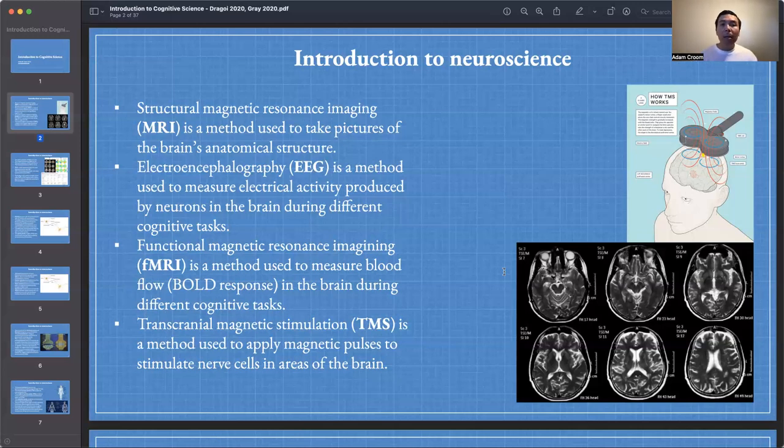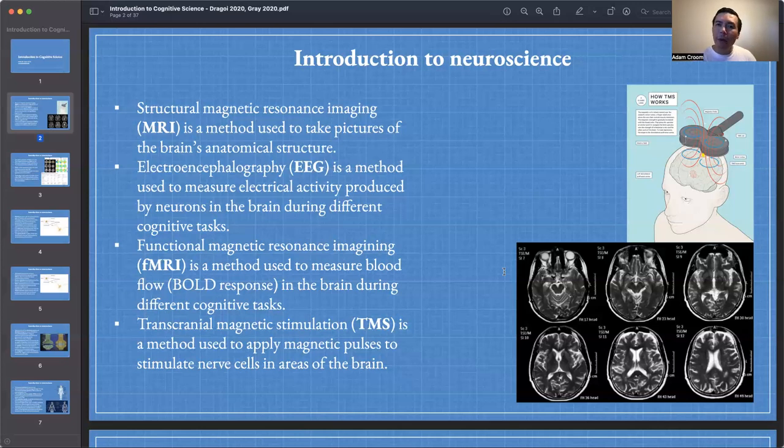Okay. This is importantly distinct from fMRI, or functional magnetic resonance imaging, in that fMRI is not going to look at the brain as it is statically, structurally, but it's going to look at the brain as it's engaged in a cognitive task, right? As it's functioning in a cognitive task. Okay, that's why we call it fMRI.